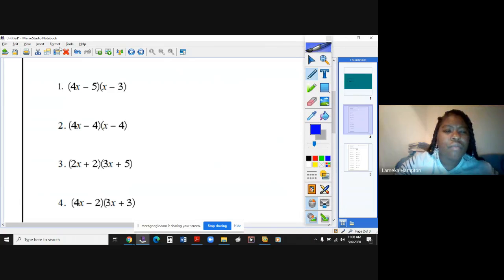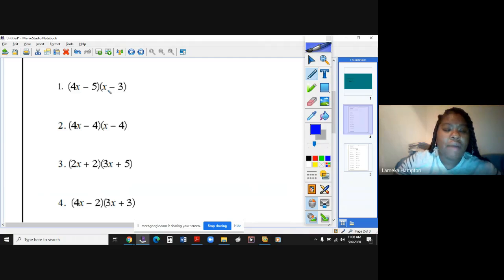So number one says, and remember, you can use any method that you like. I think I'm just going to stick with the regular FOIL method. I'm not going to write out all the steps, but I'll just have the arrows pointing to what is being multiplied, so that way you can still see it. For number one, we have 4x minus 5 times x minus 3.